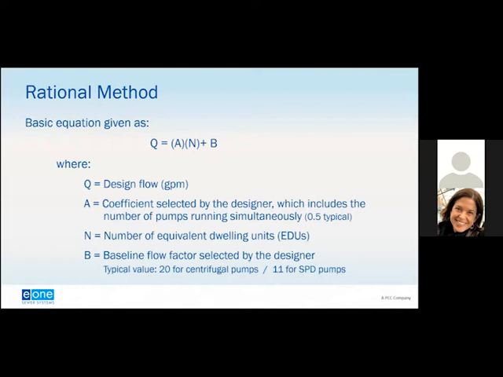Then you have this adder, which is the baseline flow B, and this is the anticipated flow of one pump discharging into the system. So you always have this minimum flow. That value is typically going to be 20, which would be 20 gallons per minute for centrifugal pumps, or 11 for semi-positive displacement pumps if you were to use the rationale method for semi-positive displacement pumps. So it's, like I said, a pretty straightforward application. The flow is based on the number of connections and a couple of parameters associated with the number of pumps operating simultaneously.